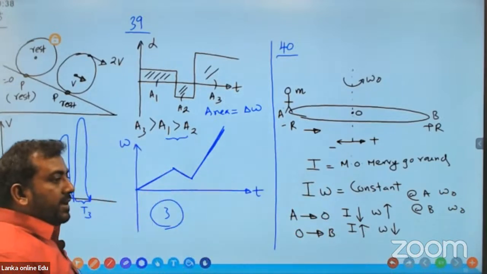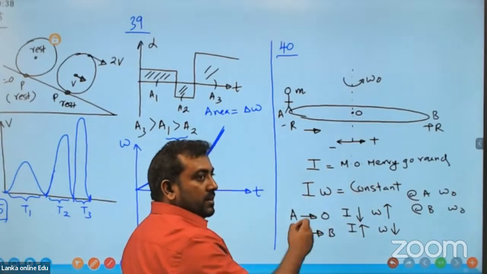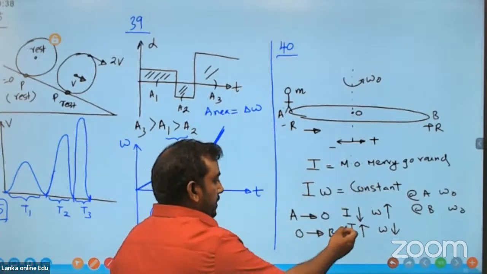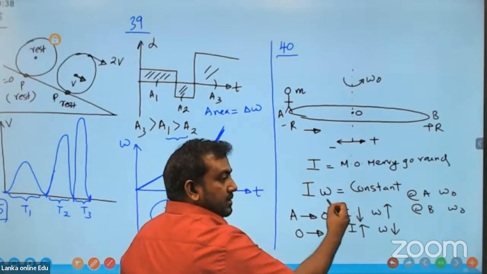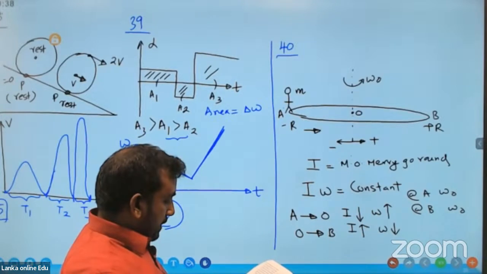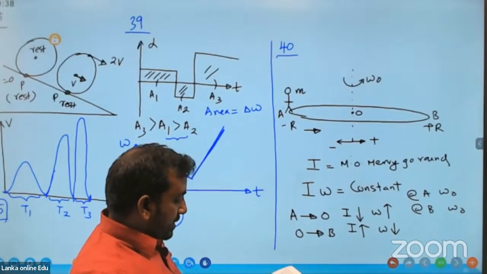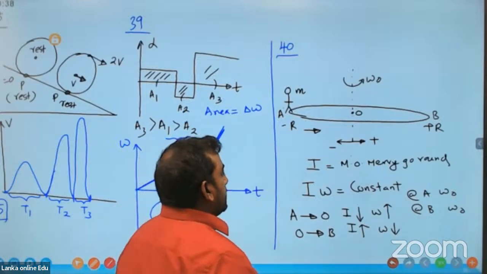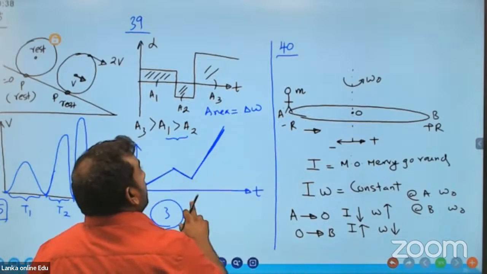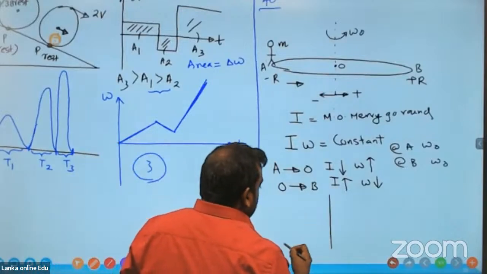Is it a straight line variation or a curve variation? I omega constant means non-linear. It's going to be a curve, and if it's a curve, it can never be zero. So your only solution is going to be answer number 2. Look at this carefully.